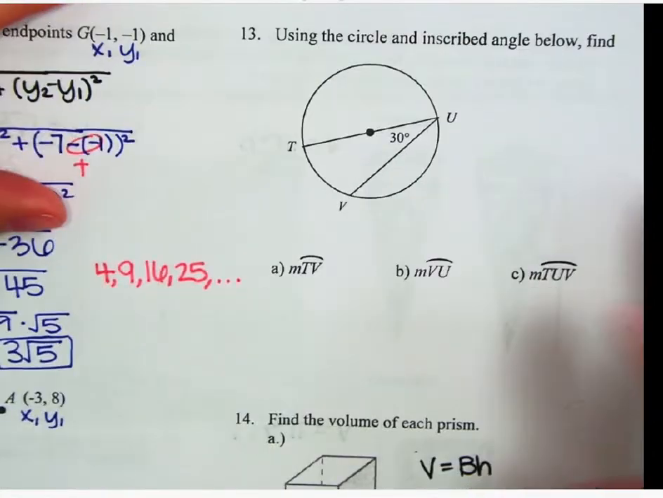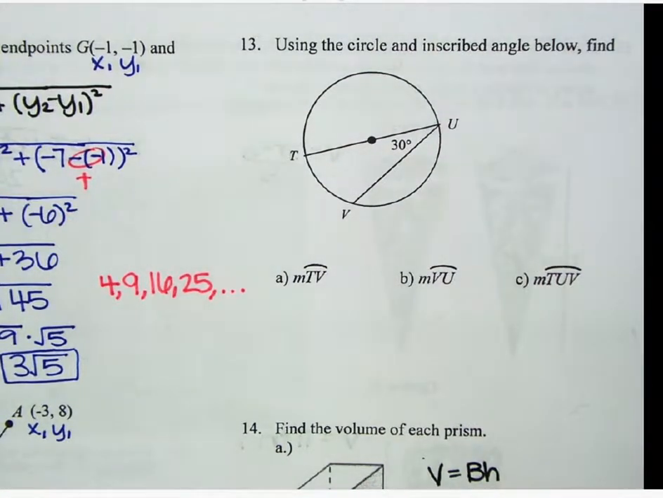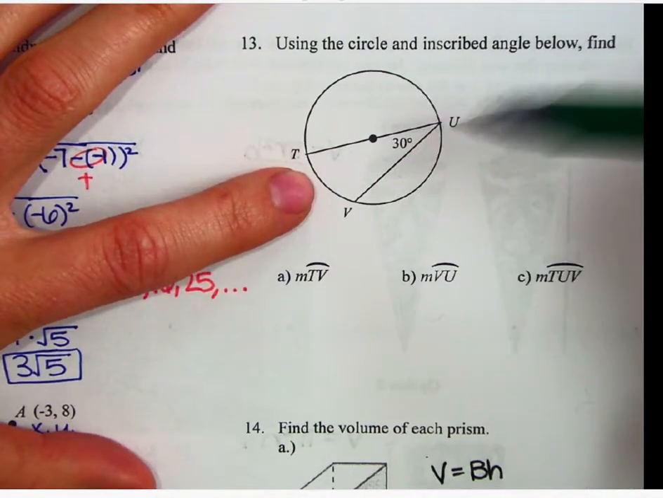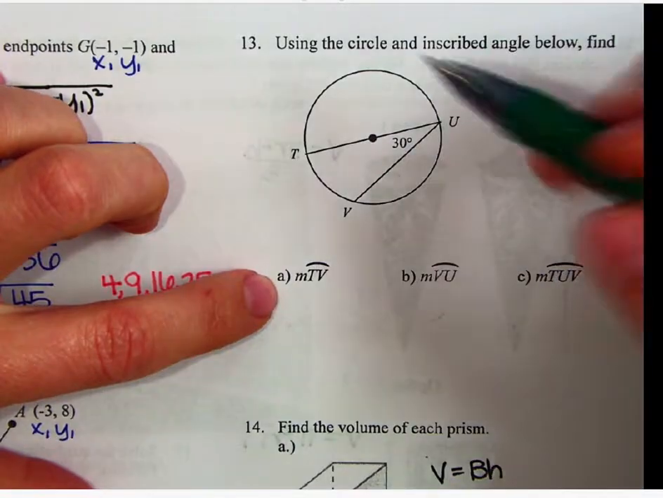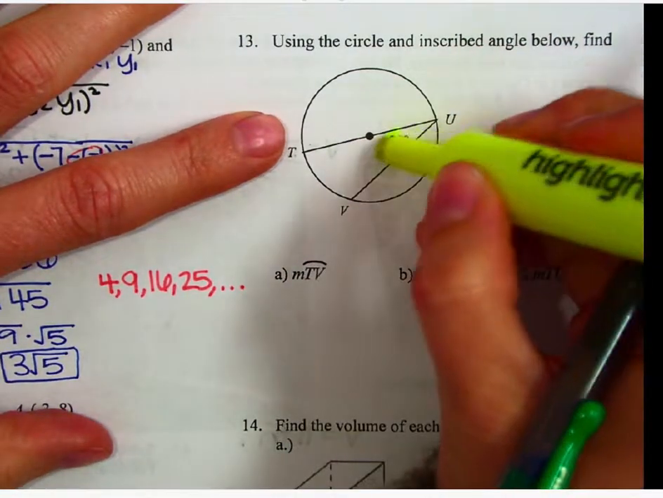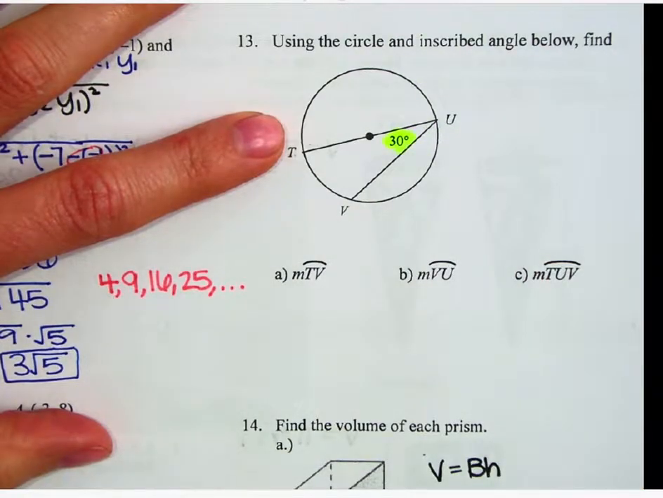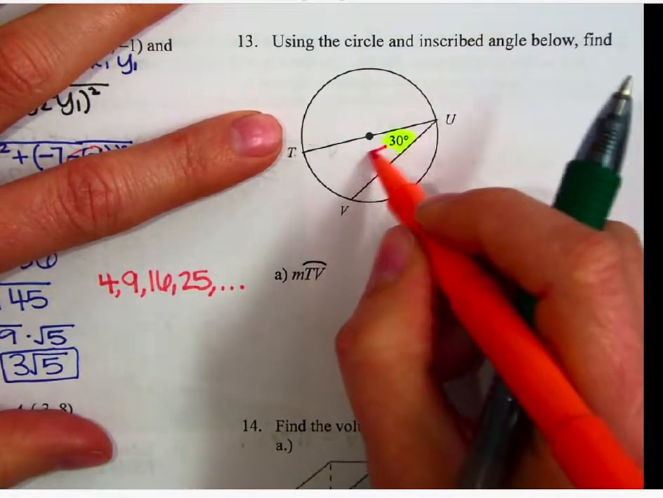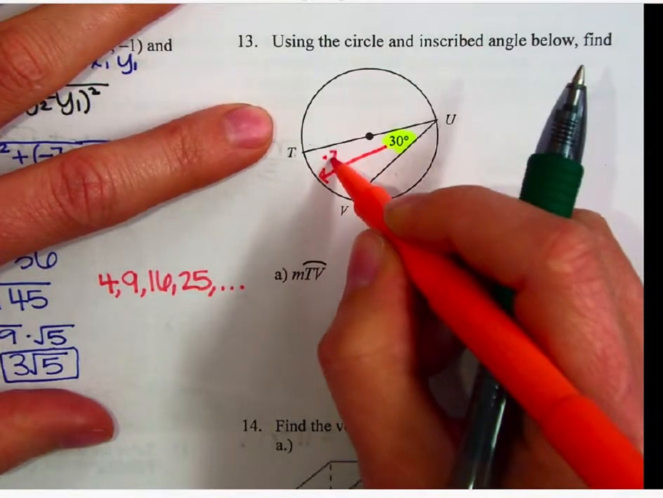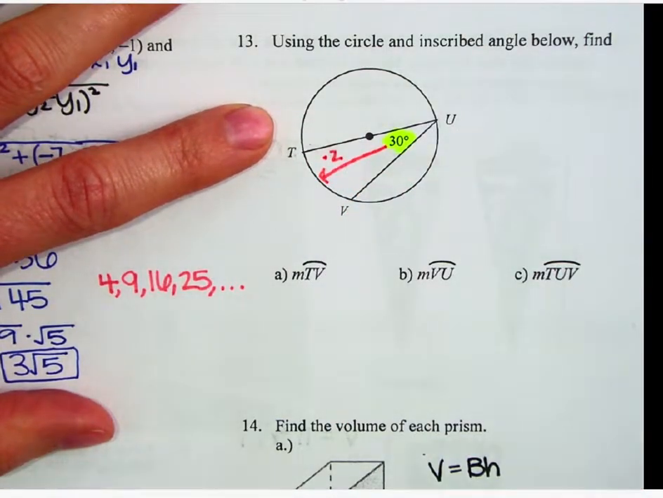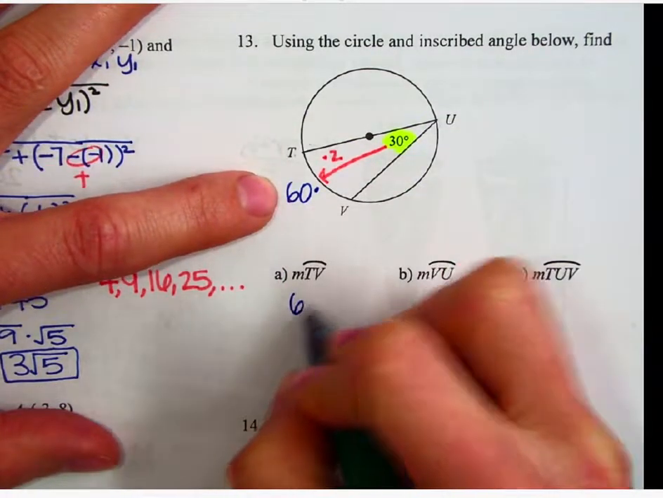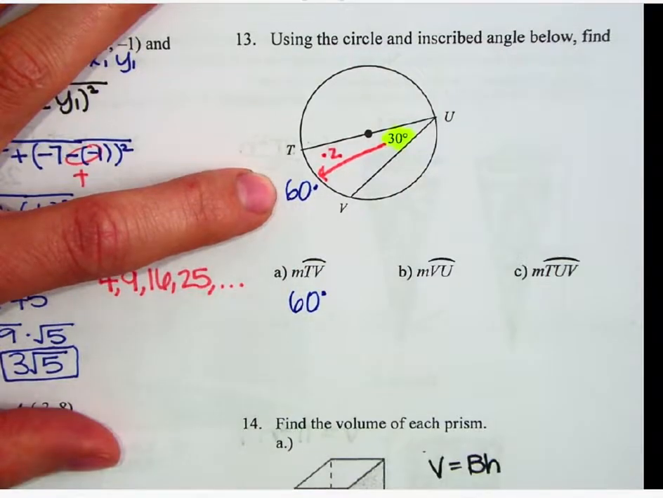Number 13 is a review from Unit 8 where we are looking at a circle with an inscribed angle. We are going to find the length of TV. So right here, using this inscribed angle, we need to remember that from the inscribed angle to this, we call an intercepted arc, you multiply by 2. So the measure of arc TV is 60 degrees. 30 times 2 gave us 60.